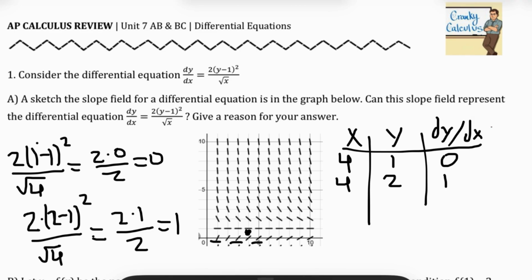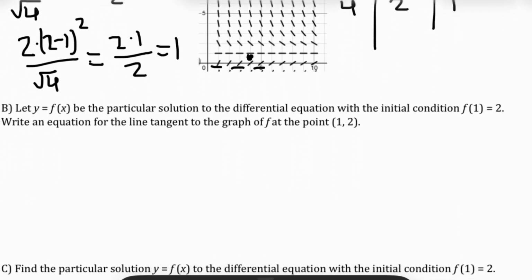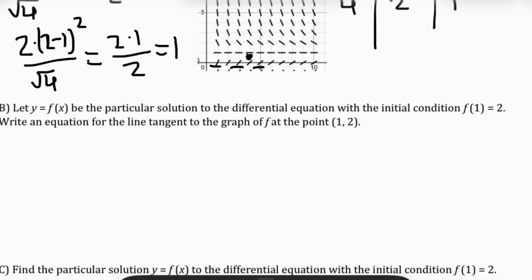So part B here, we have let y equals f of x be the particular solution to the differential equation with the initial condition f of 1 equals 2. Write an equation for the line tangent to the graph of f at the point (1, 2). Now, to solve this, since it's asking for the line tangent to the graph at the point (1, 2), we actually need to use point slope formula, which, if you remember, is y minus y1 equals the slope times (x minus x1).